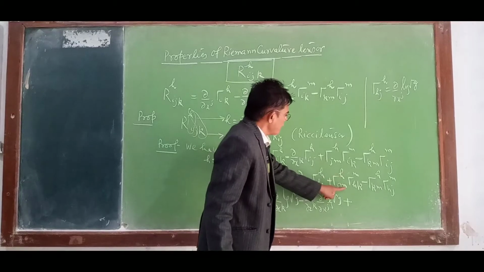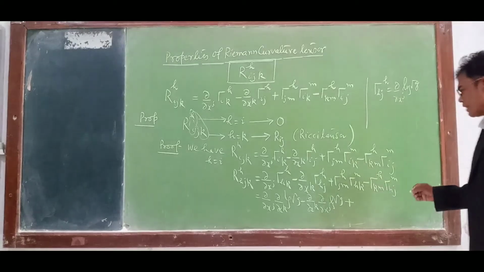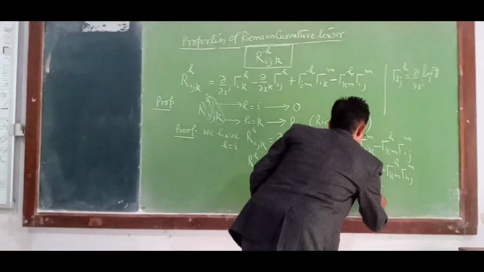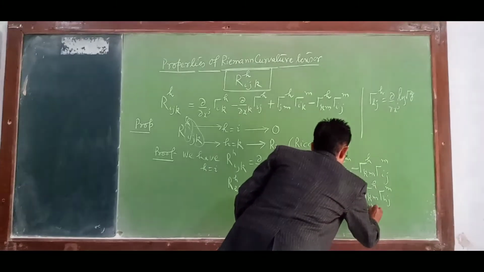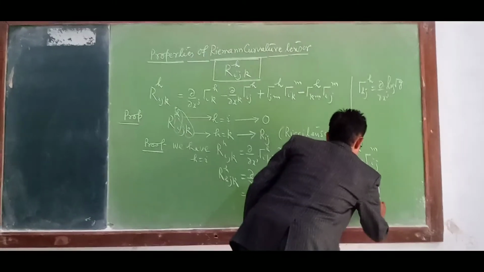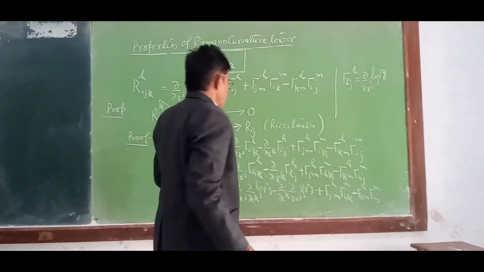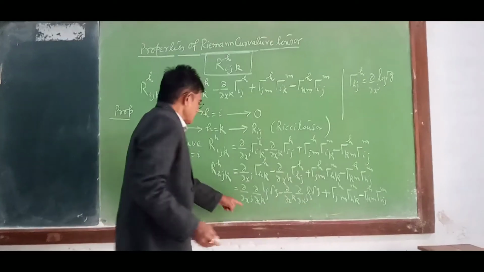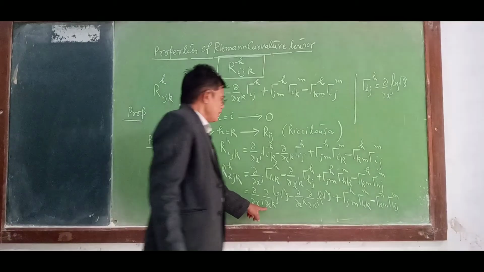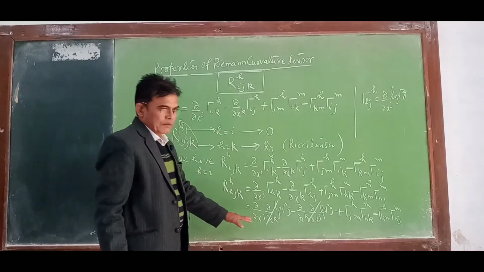Here Γ^h_{jm} Γ^m_{hk}, where m is a dummy index, so first we write it as it is: Γ^h_{jm} Γ^m_{hk} minus Γ^h_{km} Γ^m_{hj}. Now the first terms are second order partial derivatives, ∂²/∂x^j∂x^k and ∂²/∂x^k∂x^j, which cancel since they are the same.